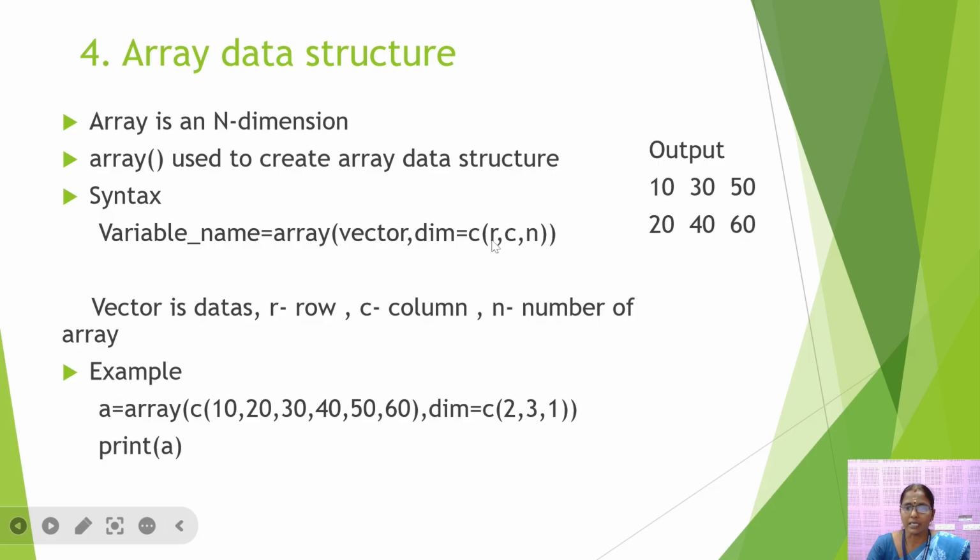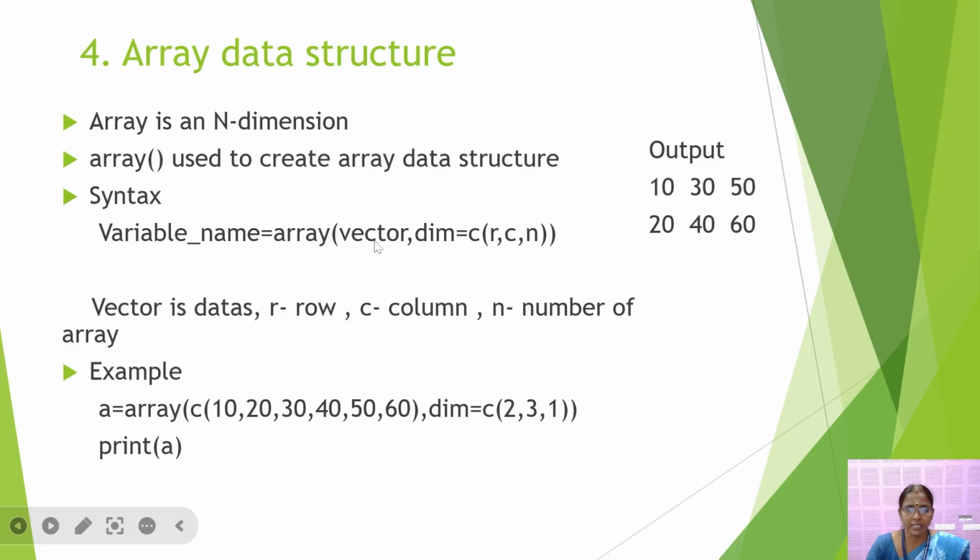Here in this vector, R represents the row, C represents the column, N represents the number of arrays. Suppose the N value is 1, it will give only one array. N equal to 2 means the number of arrays is 2. R represents row, C represents column, N represents the number of arrays. Now we will see an example.